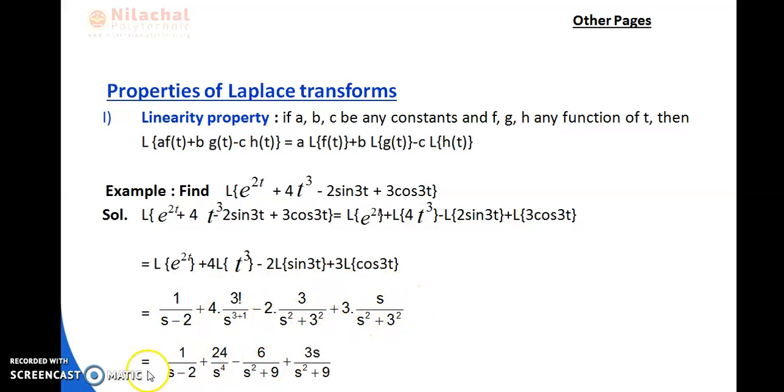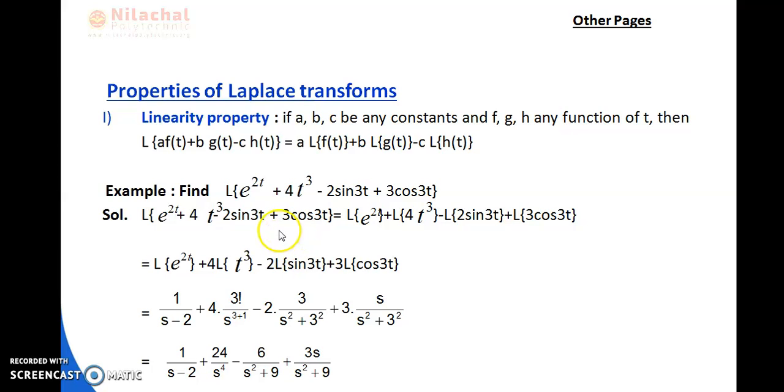Then these are the values, you can simplify. Next line, that equals 1 by s minus 2 plus 4 into 3 factorial, which means 3 into 2, that is 6. 6 into 4, that is 24. 24 by s to the power 4 minus 6 by s square plus 9 plus 3s by s square plus 9. Okay, so this is the answer.